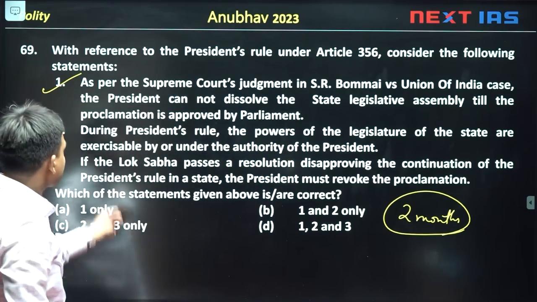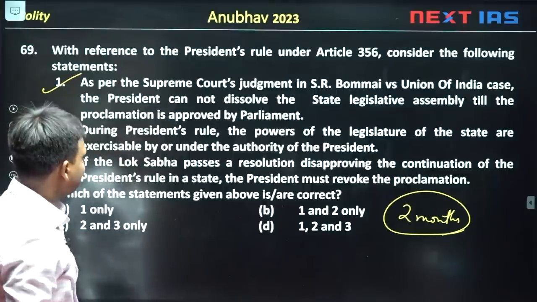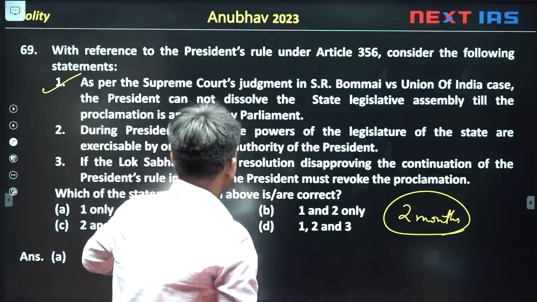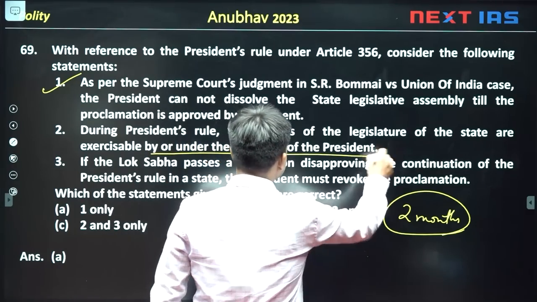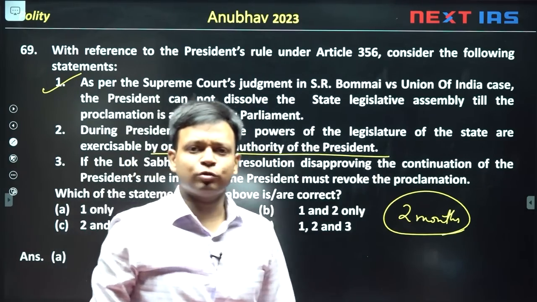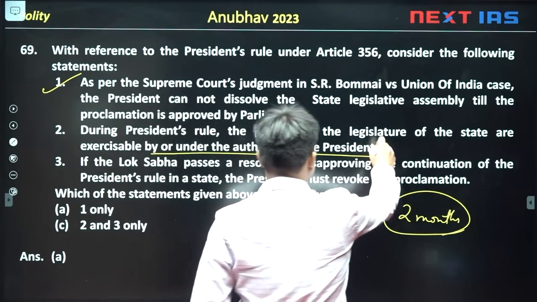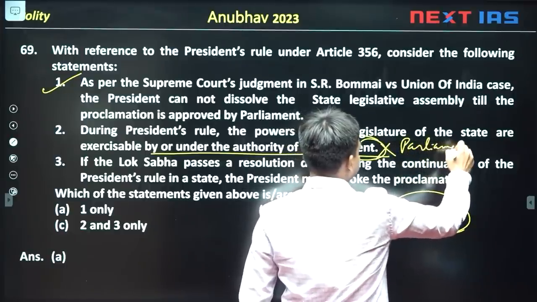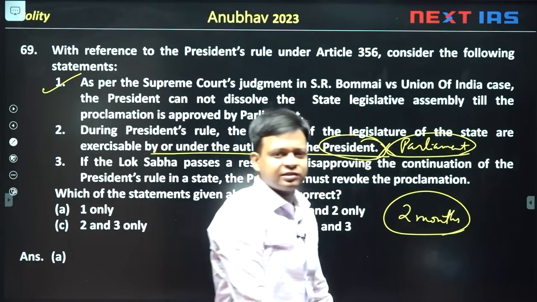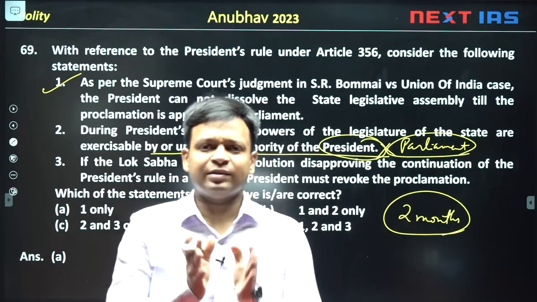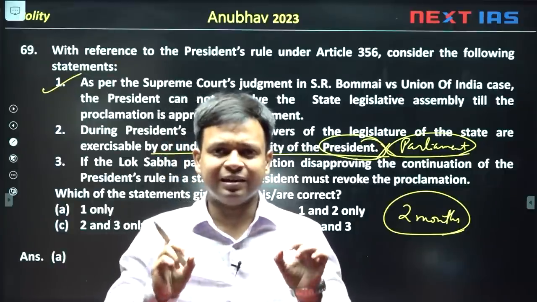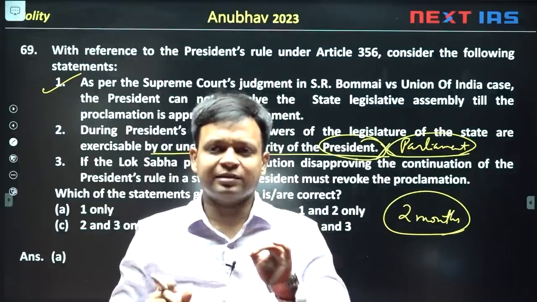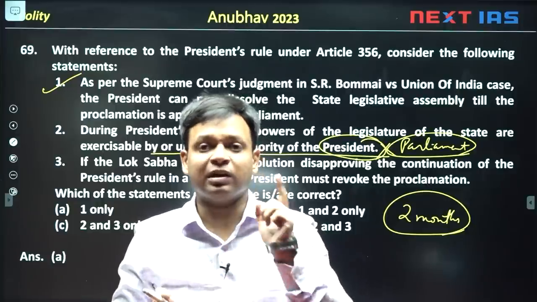ठीक है, next we have: during President's rule, the powers of the legislature of the state are exercisable by or under the authority of the president. By or under the authority of the president, this is an incorrect statement. क्यों गलत है? यहां पे president की जगह पे क्या होगा? Parliament. So when Article 356 is used, Article 357 very clearly says that the power of making laws in the state is now transferred from the state legislature to the parliament.